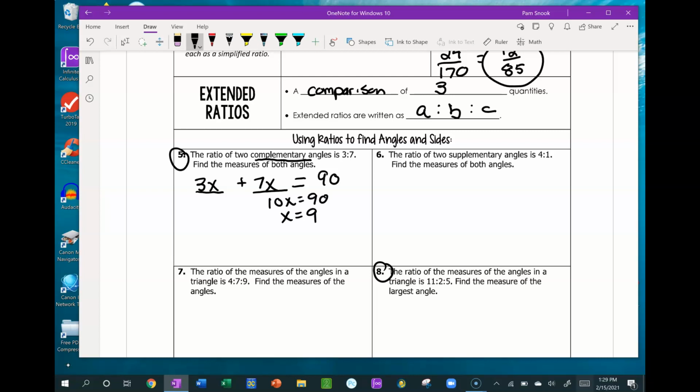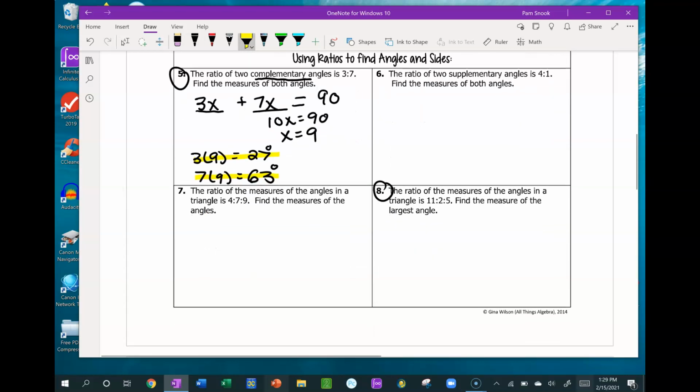We're asked to find the measures of both angles, so I'm just going to go back and plug in. 3 times 9 equals 27 degrees. That's my first angle. 7 times 9 equals 63 degrees. That's my second angle. So those are our answers.